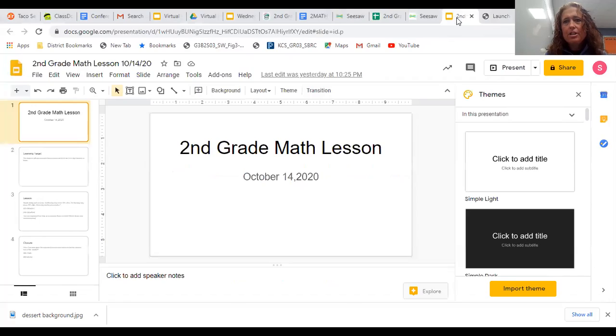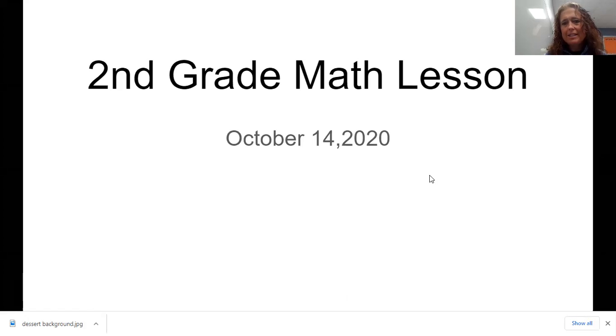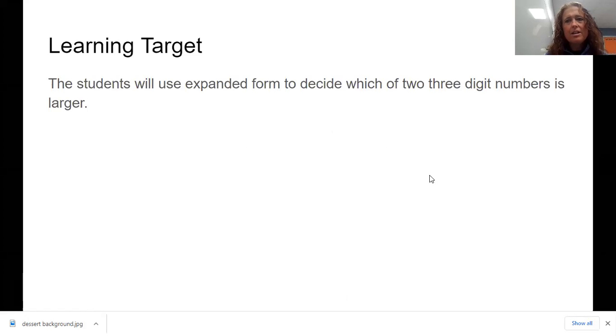Pull up our slideshow. Okay, so today is October the 14th, and I am here for your math lesson. So let's get started. Our learning target today is that the students will use expanded form to decide which of two three-digit numbers is larger.